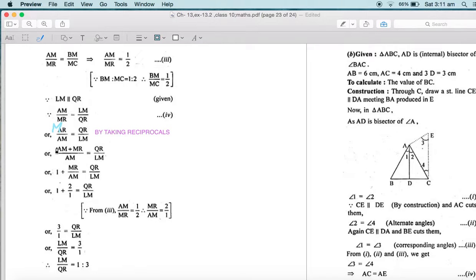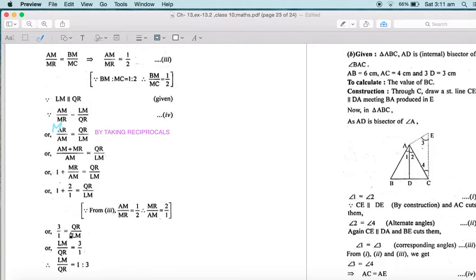Now separate it. AM upon AM equals 1. So remaining is 1 plus MR upon AM is equal to QR upon LM. See students, AM upon MR was 1 by 2. So I have to put the reciprocal. MR upon AM will be 2 upon 1. 1 plus 2 by 1. Yes, 1 is the LCM. 1 plus 2 is 3. So it comes out 3 upon 1.